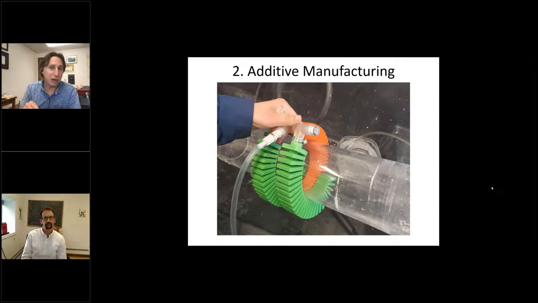So SLA 3D printers take advantage of that by having a resin bath and then using a laser, which they can control using a galvo, to selectively cure voxels, okay, volume pixels. And then it does that in layer after layer after layer and builds it up.